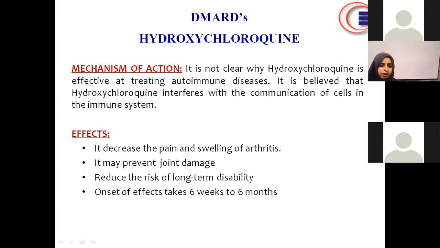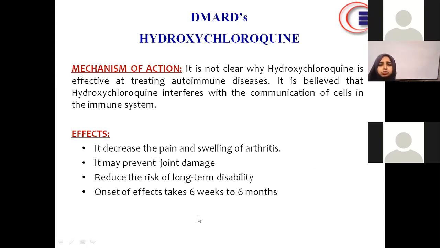क्या होता है, पेशेंट के पास एक तो वायरस होता है कोविड में, then there is a very hyperactive cytokine storm. तो ठीक है, वायरस तो अपना टाइम 11 days खत्म करेगा, but to suppress that cytokine storm, hydrochloroquine is also given. क्यों कर रही है? Because it is believed that it interferes with the communication of cells in the immune system. ठीक है, effect क्या कर रही है? It decreases the pain and swelling of arthritis, it may prevent joint damage, it reduces the risk of long-term disability.